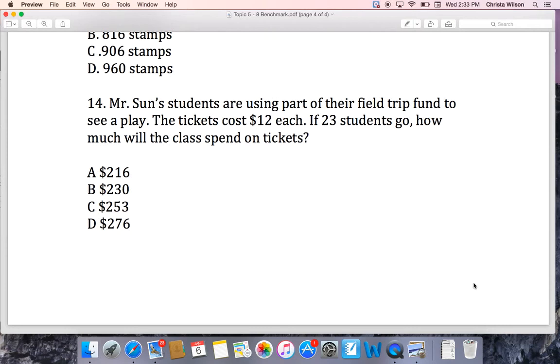Number 14. Mr. Sun's students are using part of their field trip fund to see a play. The ticket costs $12 each. If 23 students go, how much will the class spend on tickets? A. $216, B. $230, C. $253, D. $276.